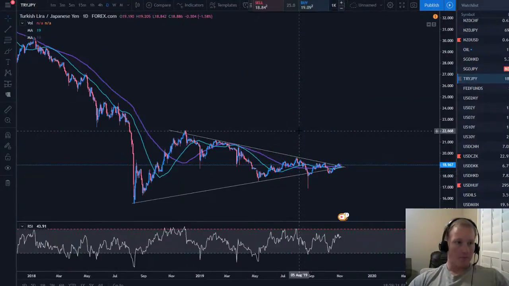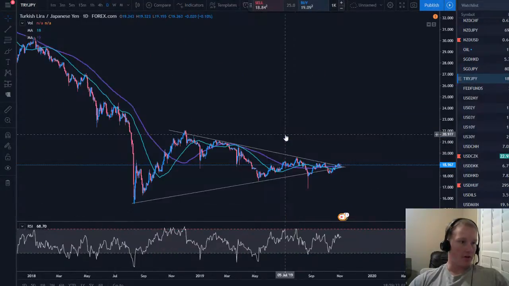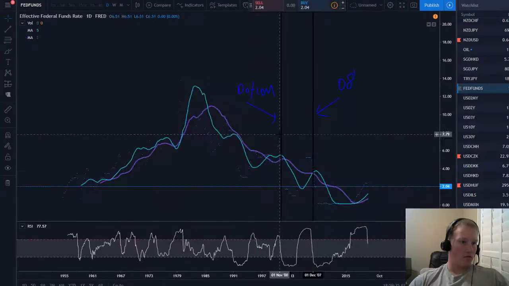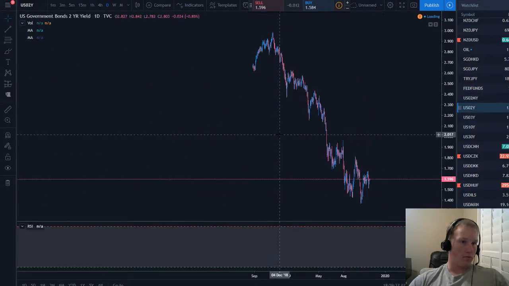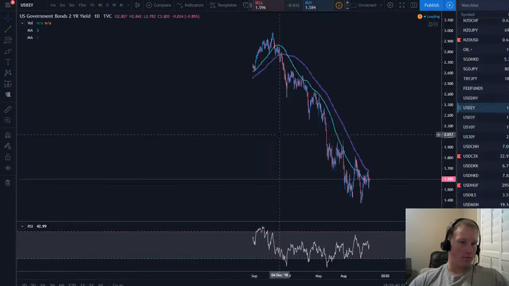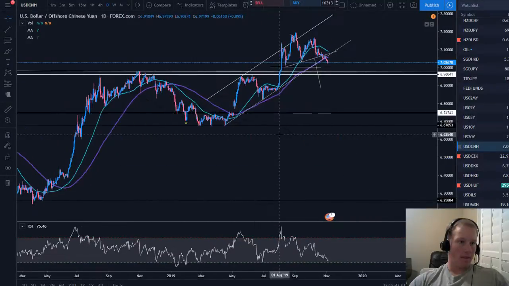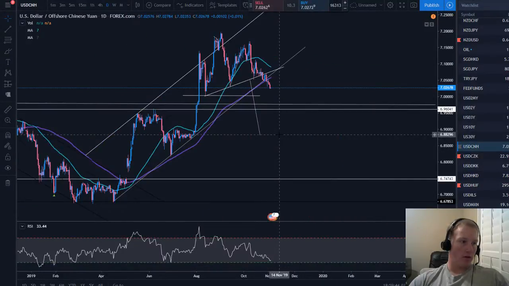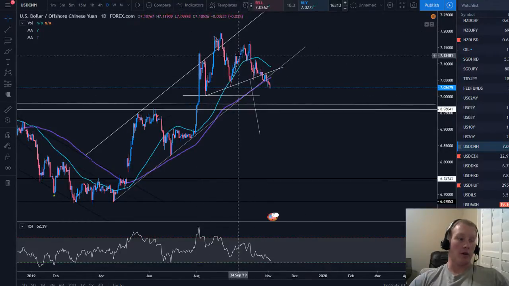Turkish lira, Japanese yen is in a triangle. USD, that looks like it's breaking lower out of this parallel channel, so we'll see. Kind of was a head and shoulders pattern here. It is a head and shoulders, but it's not perfect.